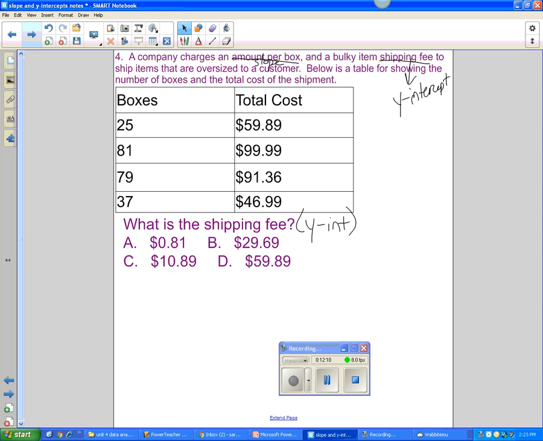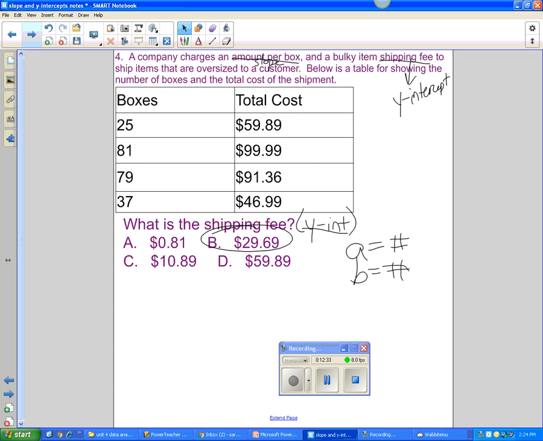All right, Haley, what are you getting? B. All right, 29.69. Anybody else get that? Good. Tamara, you good? Okay. The y-intercept in your calculator, is the y-intercept the A number or the B number? B number. The B number.